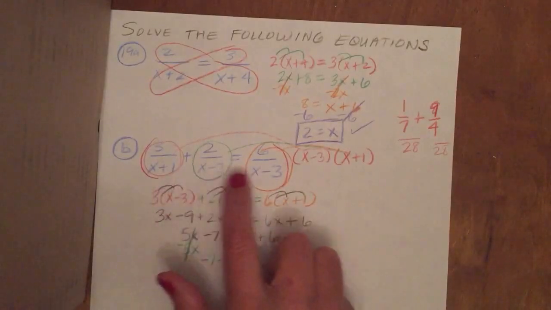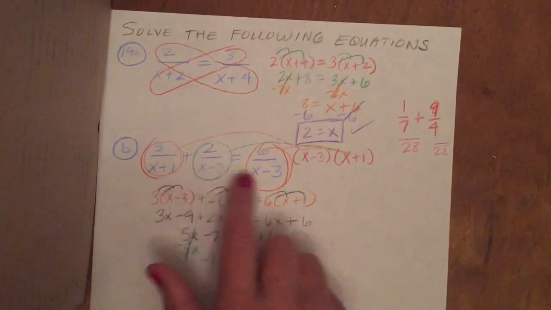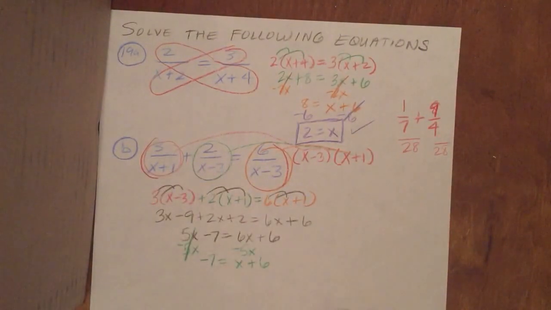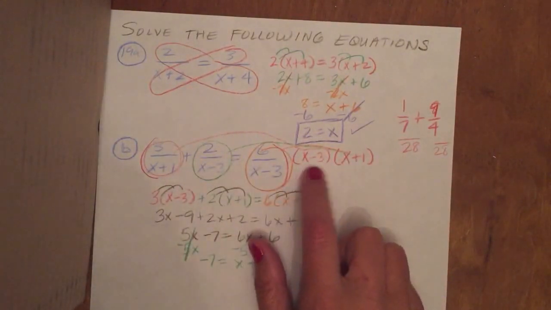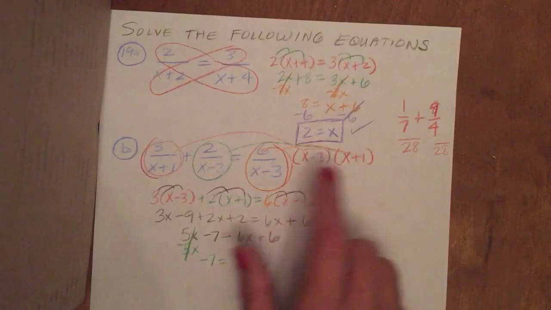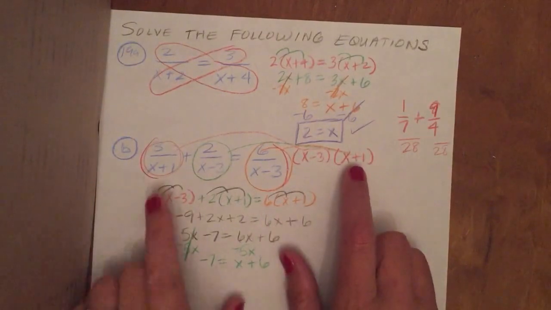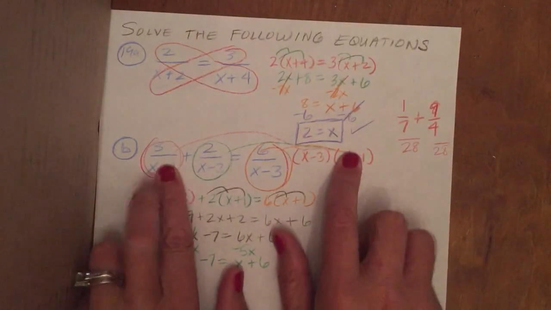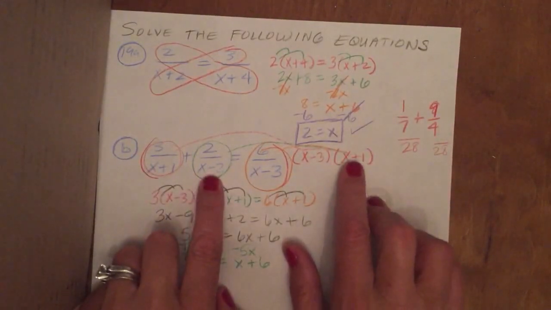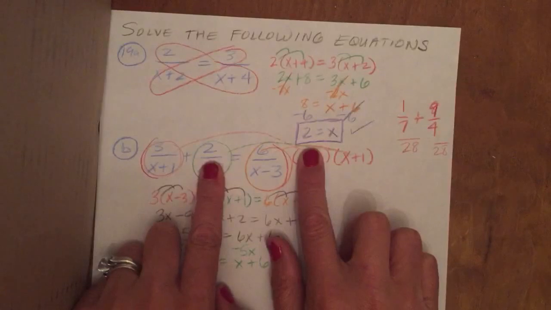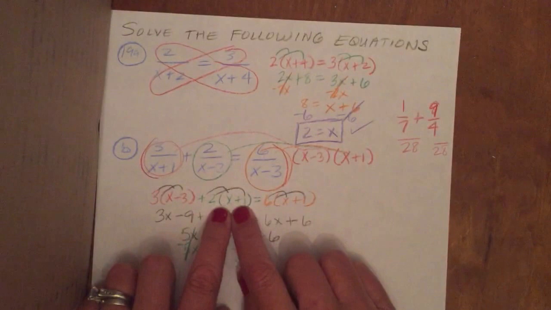The lowest common denominator between these three is going to be the product, x minus 3 times x plus 1. That's the only way we would get all three of these to match. So I'm going to multiply the entire equation by the lowest common denominator, which is x minus 3 times x plus 1. When I multiply the first term times the lowest common denominator, the x plus 1's cancel, and I'm left with 3 times x plus 3. When I multiply the second term times the lowest common denominator, the x minus 3's cancel, and I'm left with 2 times x plus 1.